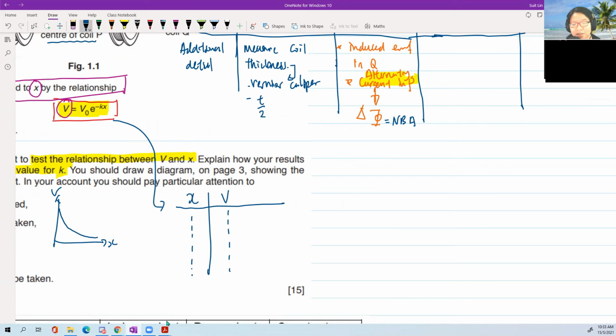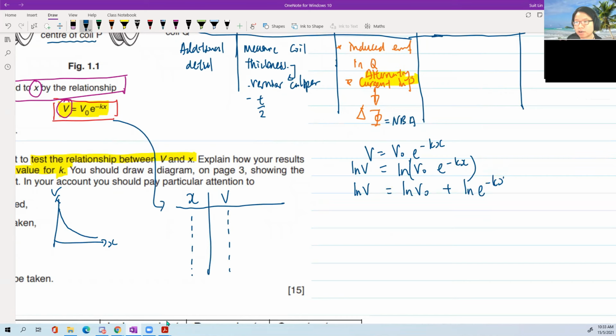Okay, so we need a straight line graph to find our K values. In order to make this graph straight line, I'll copy the equation first. What we do is we will ln both sides. So ln V is equal to ln V naught e to the negative Kx. When you ln both sides, this will be ln A plus ln B e to the negative Kx.